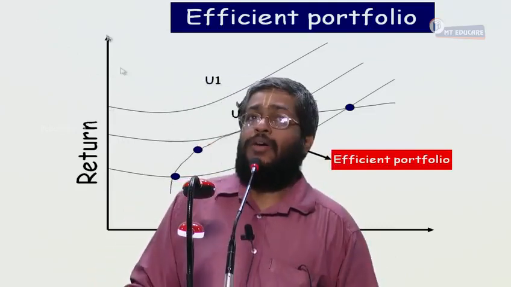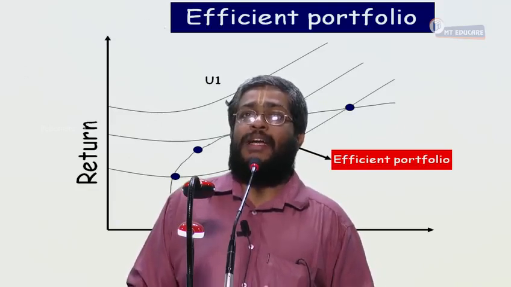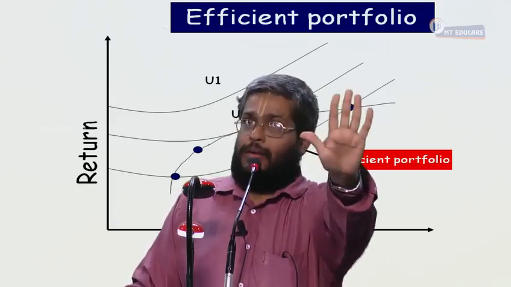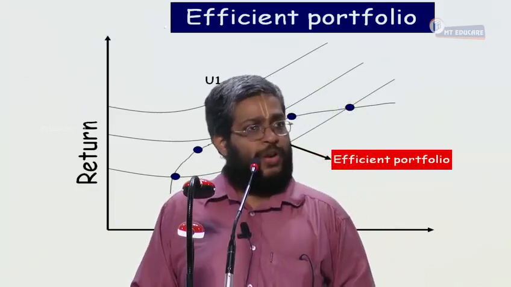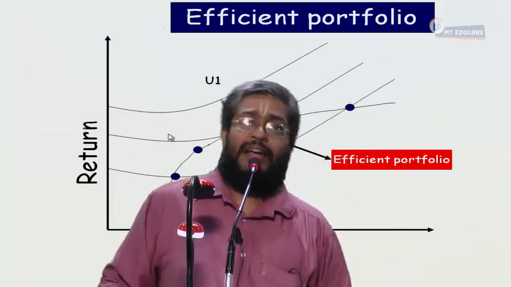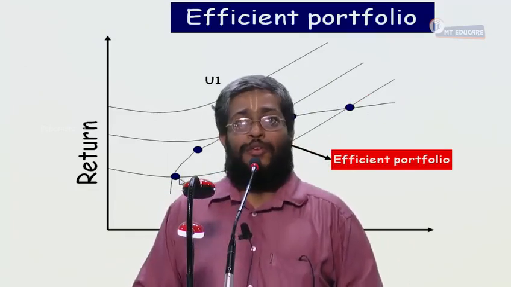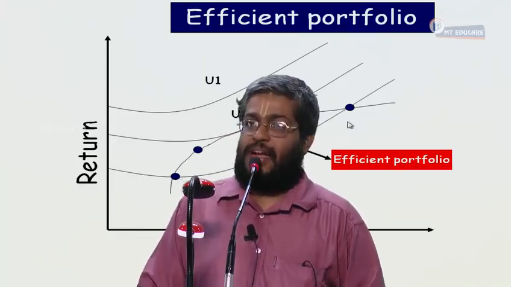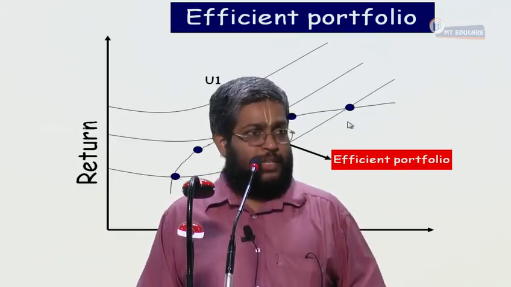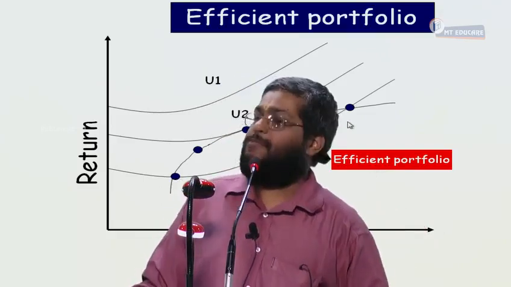Are you following or not? Now, very simple here. What is the point of tangency? Portfolio 5. Apart from portfolio 5, do the other portfolios fall in utility curves or not? Yes. What are those portfolios here? Portfolio 3, portfolio 7, etc. But why am I not selecting all those points? They fall in what? Lower utility curves. Respond yes or no?